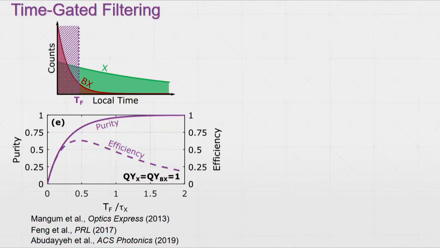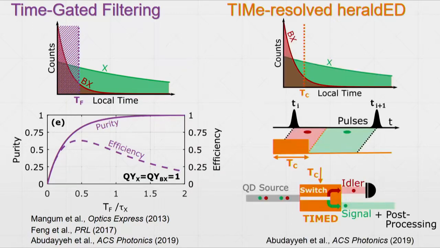Specifically for the cases where the bi-exciton and exciton quantum yields are high, you need different kinds of methods to get rid of this bi-exciton emission. One of the methods we developed is, instead of throwing out the photons that come before, to use them in a heralded kind of scheme. So apply a time gate here. Whatever comes before this time gate, you send to an idler port. Whatever comes after, you send to a signal port. And then in a post-processing step, you only choose these two-photon events.